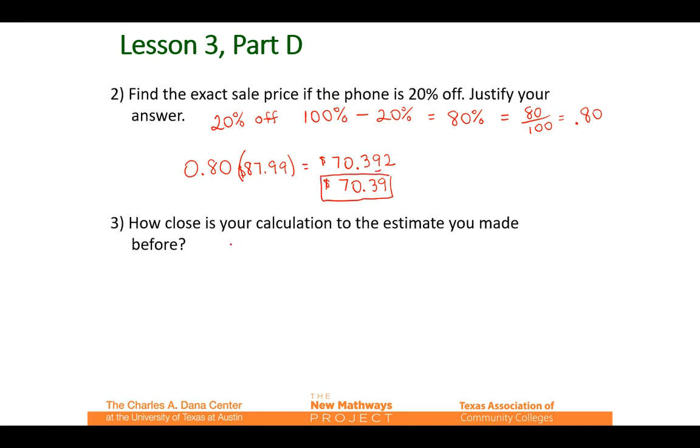What did we get for our estimate? We were pretty close. Our estimate was $72. The actual price was $70.39. So if we subtract and we get that difference, we were $1.61 off. It's a pretty good estimate.